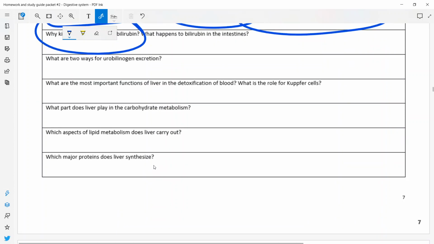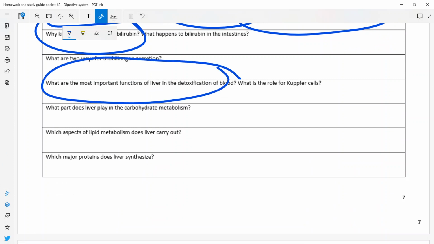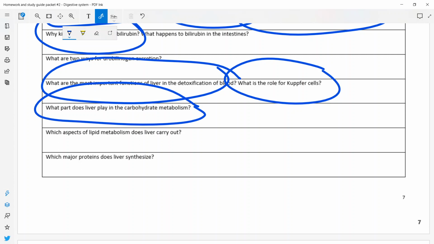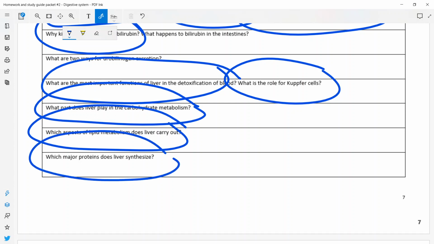Detoxification, liver breaks down toxins. Kupffer cells protect from pathogens. Carbohydrate metabolism, liver breaks down more complex carbohydrates, stores glycogen, and converts, say, fructose into glucose. Lipid metabolism, reforming triglycerides, storing triglycerides, and shipping triglycerides out. Major proteins, liver synthesizes proteins essential for clotting and albumin as well.